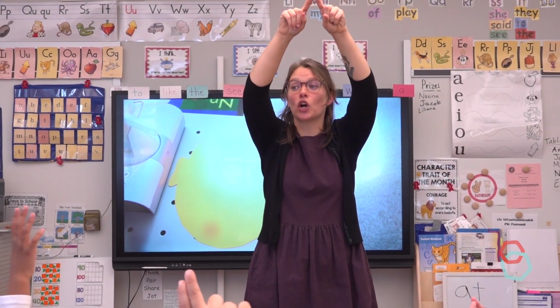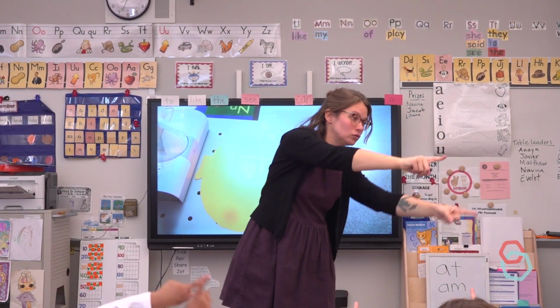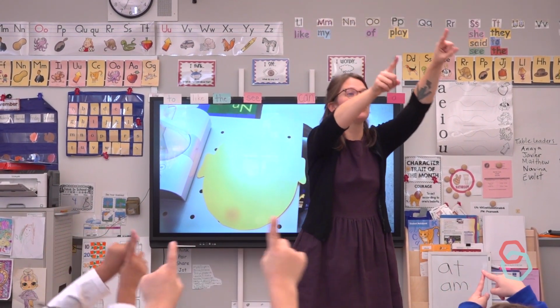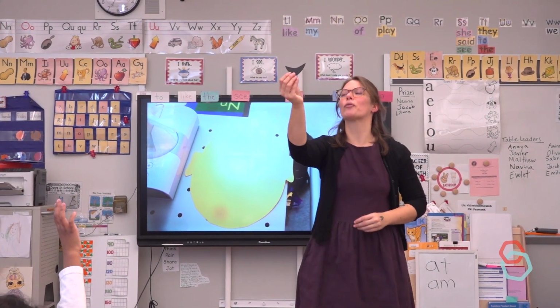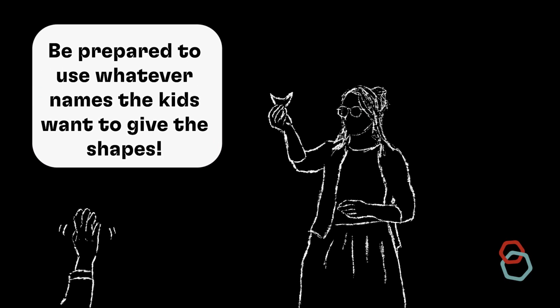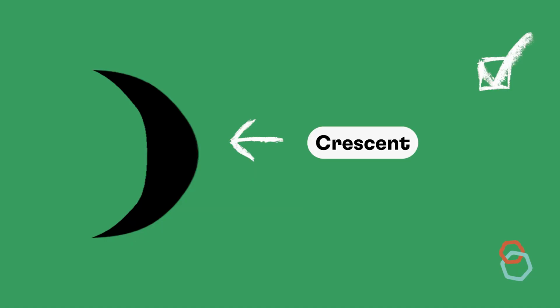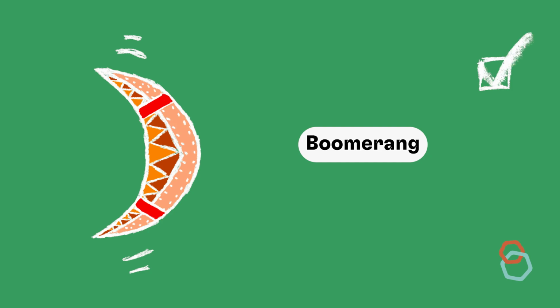Let's try making this one in the air together. Okay, make your point. This time the curves are going to go the same direction. Let's do it again. Totally. We'll call this one a crescent shape. Be prepared to use whatever names the kids want to give the shapes. This shape might be a crescent, but it could also be a banana, or a boomerang, or something else.